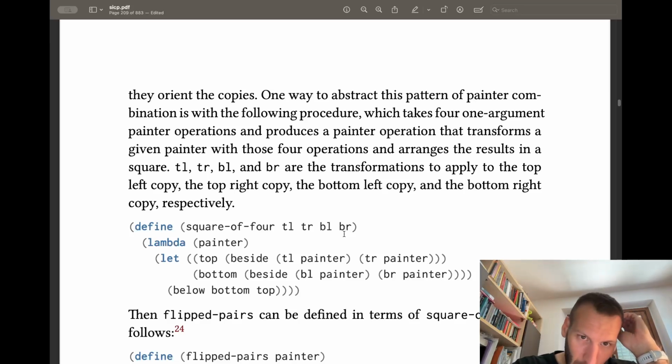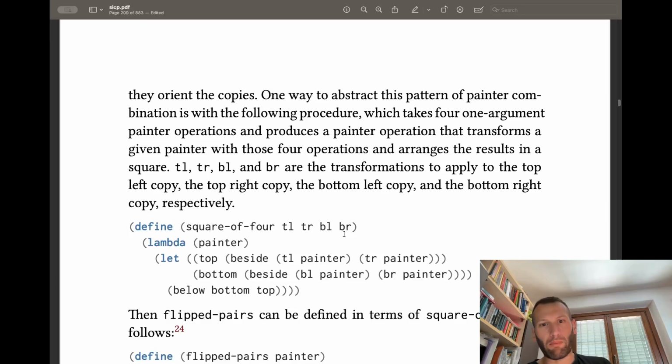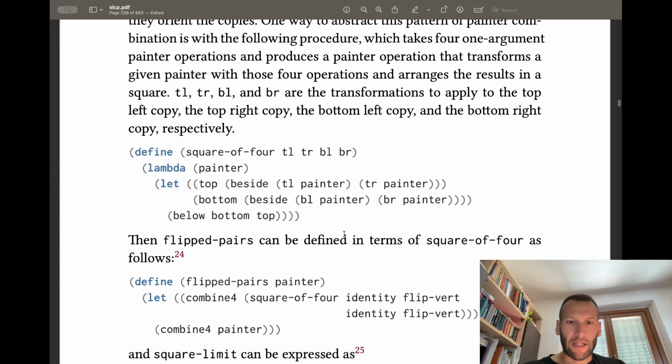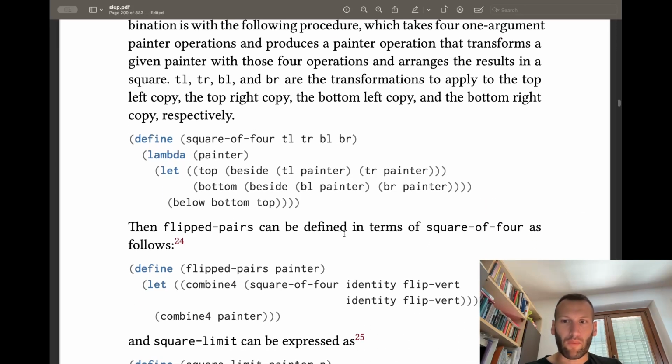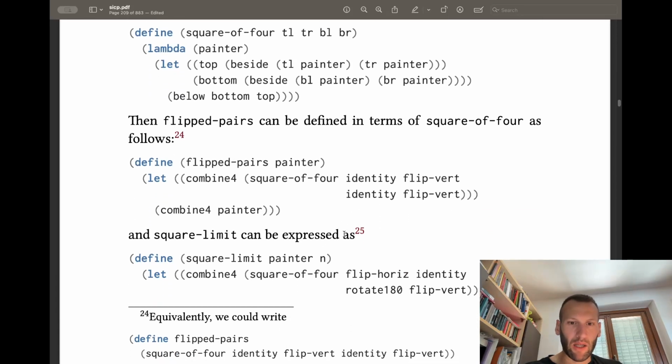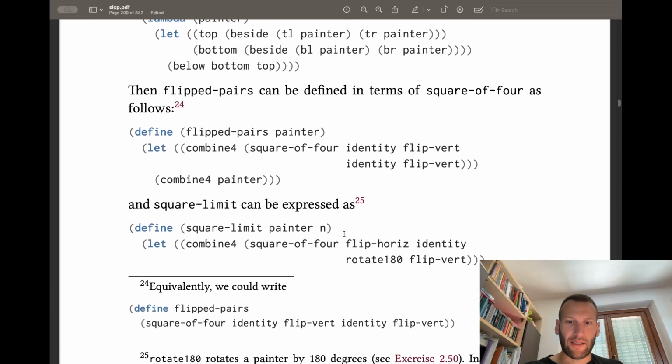TL, TR, BL, BR are the transformations to apply to the top left copy, the top right copy, the bottom left copy, and the bottom right copy, respectively. Okay, then flip pairs can be defined in terms of square of 4 as follows. And square limit can be expressed as this.